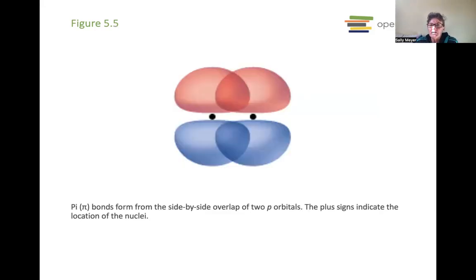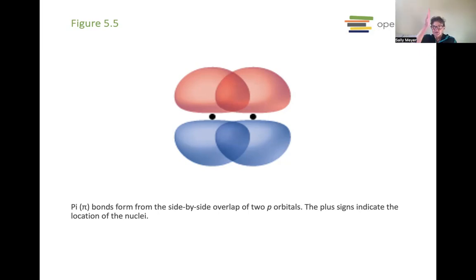This is a picture of how a pi bond is formed. So if you have p orbitals on each of those nuclei, so the black dots are the nuclei, and you have unpaired electrons in p orbitals on each of those, if you squish them together sideways, on top and on bottom, they're the same color, so they're going to overlap to create electron density and probability of finding the electron in between the nuclei, slightly above and below the bond axis, but still between the nuclei.